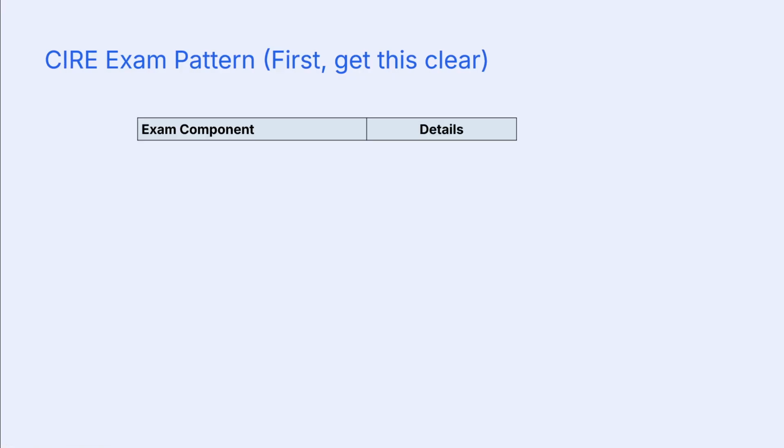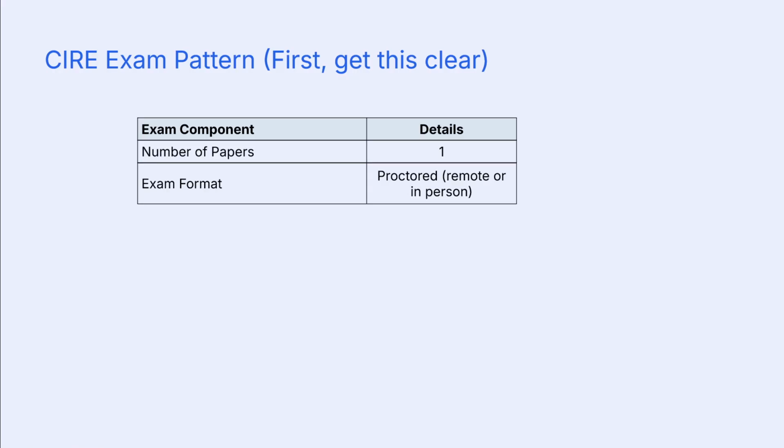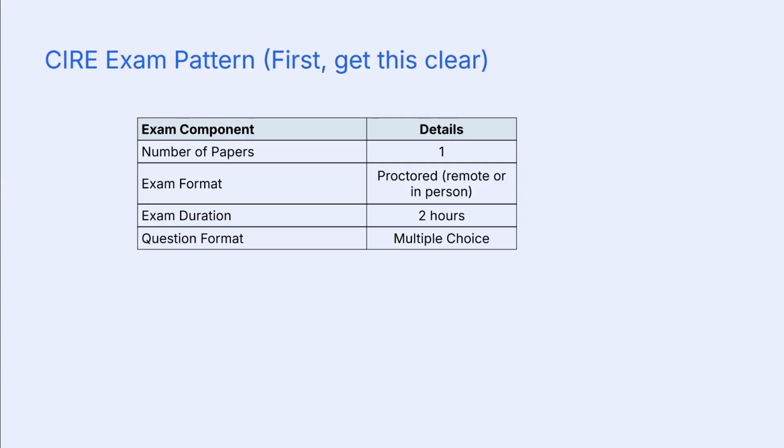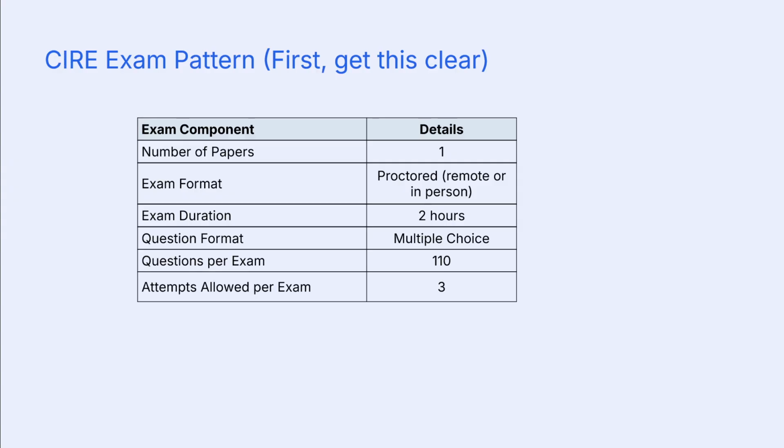So this is the exam pattern of the CIRE exam. There is only one paper. The exam format is remote or in person. The exam duration is 2 hours. Please follow the official guide for this. All the questions are in multiple choice format. There are 110 questions in the exam. The passing marks is not clearly mentioned, right? So it is based upon the marks secured by other students. So it is relative marking. Attempts allowed per exam is 3. 3 is the maximum number of attempts allowed per registration.